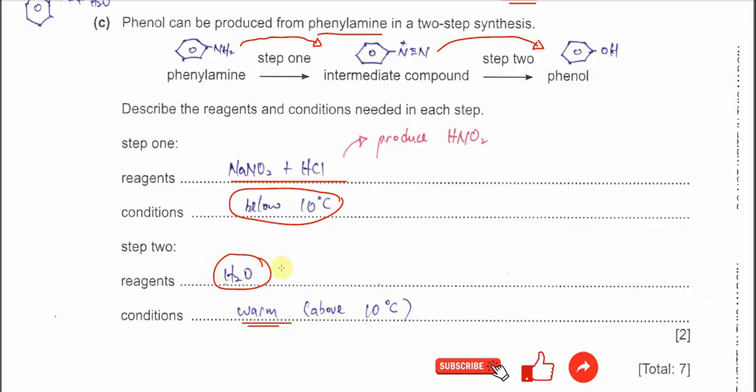For the mechanism, I already discussed it in the previous part. So for the reagents, you just need to know that we use a temperature above 10 degrees C with water, then the benzene diazonium ion will form phenol. Okay, that's all. Thank you.